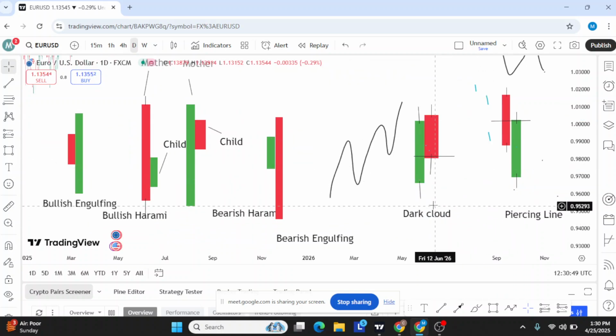So now with this dark cloud formation, you can see how the buyers were still able to push the price to the highest point we are seeing here. But unfortunately for them, the market eventually closes back inside the bullish candle. And with this closure, the sellers were able to make the candle close inside, and the candle closes below.